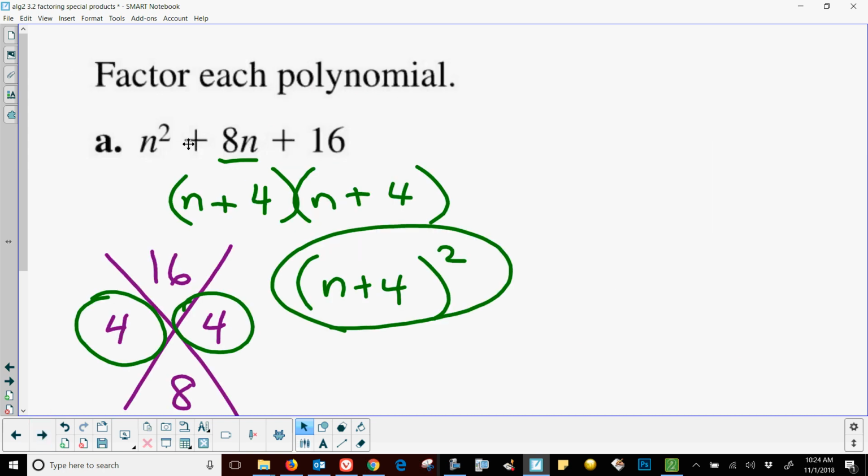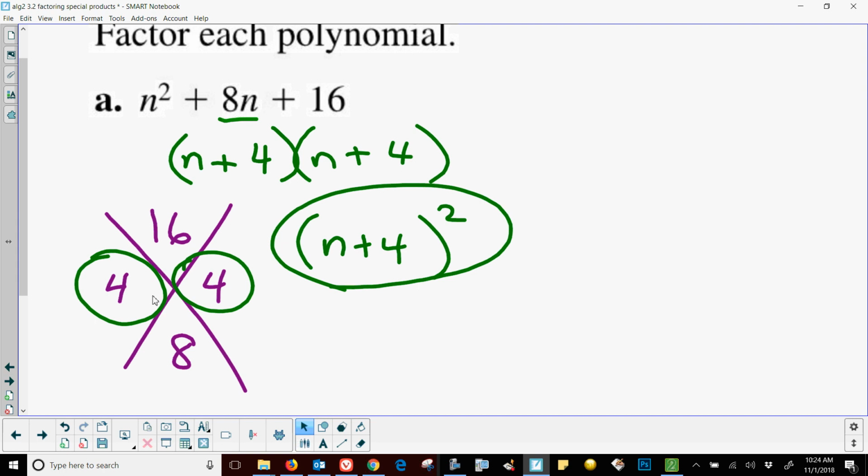Factor each polynomial, n squared plus 8n plus 16. Well, factor it. 4 times 4 is 16. 4 plus 4 is 8. And I said this should trigger that you have a special case, because these are going to look exactly the same. And just like the very first slide, instead of leaving it like this, we're going to write it like this, where it's n plus 4 quantity squared. On a multiple choice test, you'll probably never see it this way. They'll always write it this way. I don't want to necessarily say it's because they're lazy, but this is the proper way of doing it. I mean, they could write it this way, but this is the proper way.